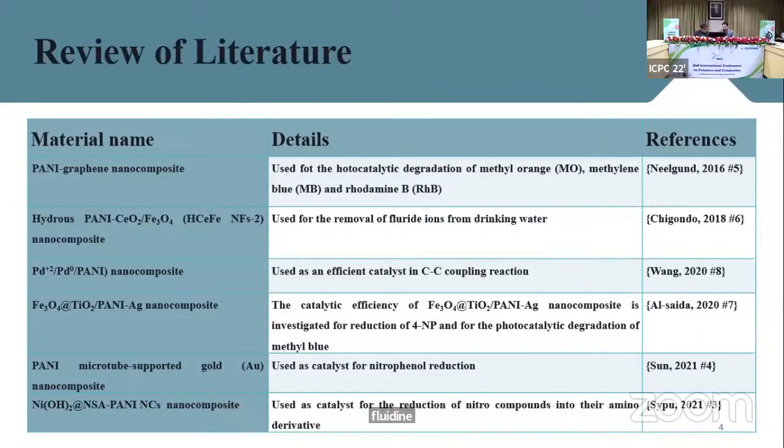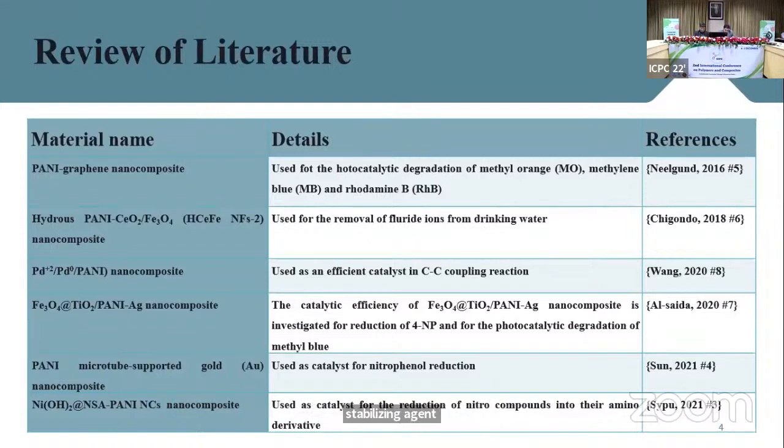Another polymer matrix nanocomposite, that is zero valent palladium and bivalent palladium, was also synthesized using the co-precipitation method, and it is used in the carbon-carbon coupling reaction. It has been found that the zero valent palladium and bivalent palladium system accelerates the coupling reaction, while the polyaniline acts as a stabilizing agent.